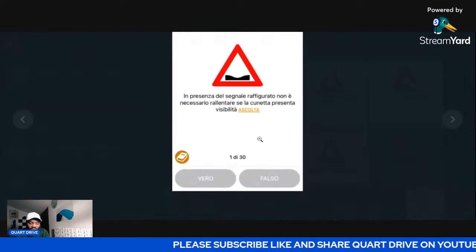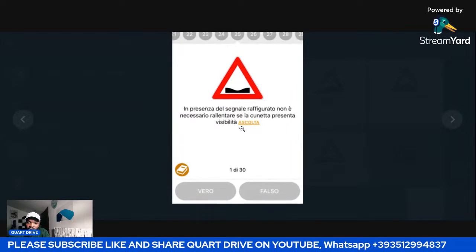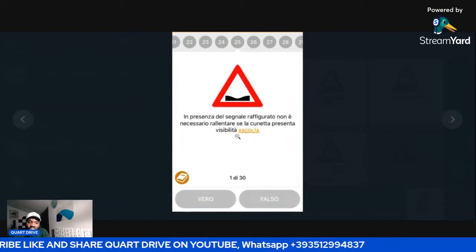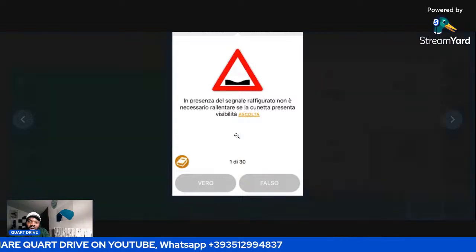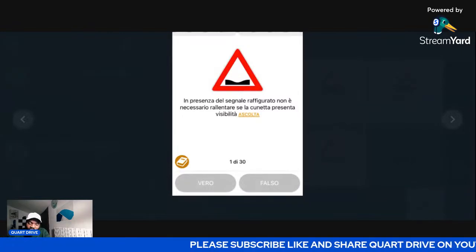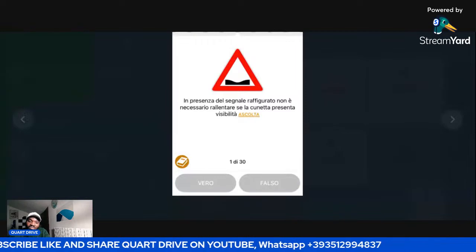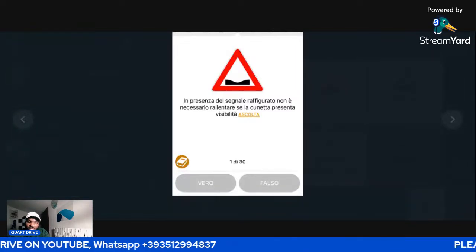Okay, so the 25th question here is talking about in presenza del segnale raffigurato non è necessario rallentare se la cunetta presenta visibilità. It says that it is not necessary for you to reduce your speed when the cunetta is visible. It is false. You have to reduce your velocity at all costs. So this one here is also falso. It is not vero.